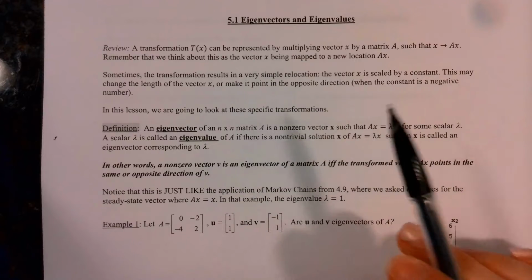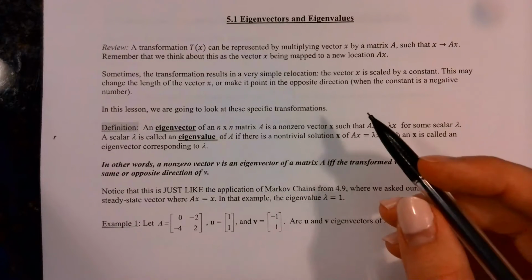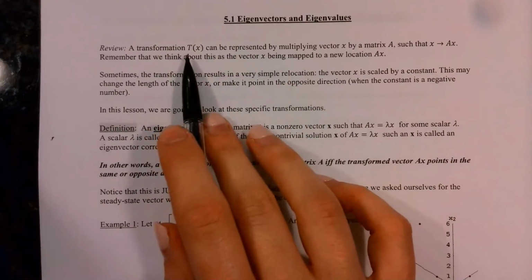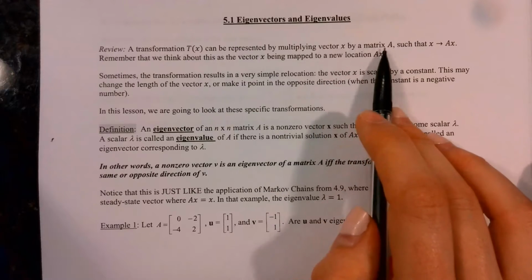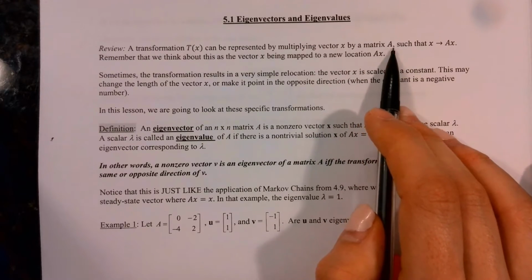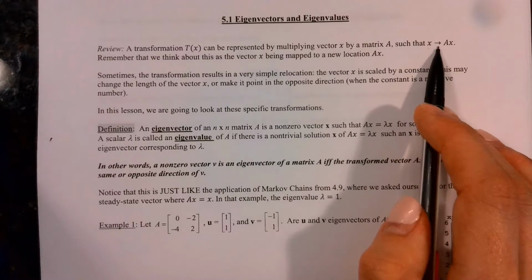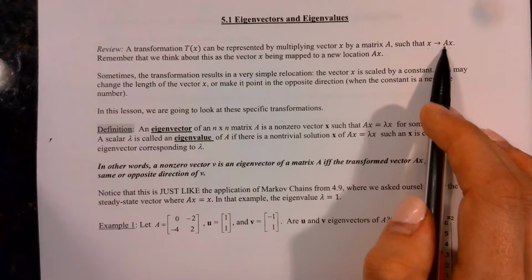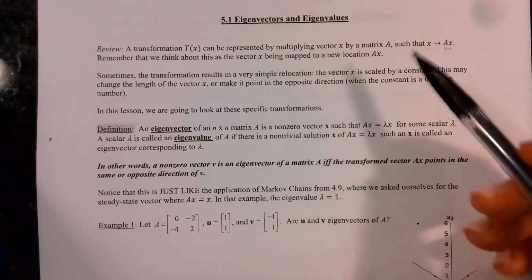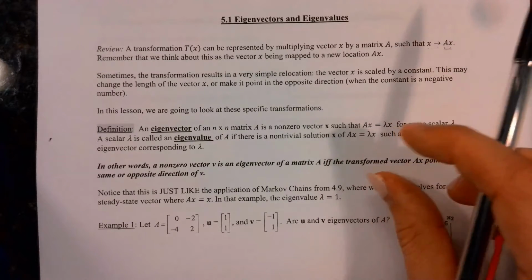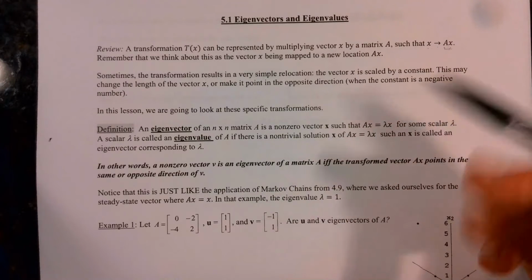Because what we're doing in chapter 5 is we are looking at a very specific transformation. Remember, a transformation can be represented by multiplying an input vector by a matrix A that does all the transformations we're looking for, so that the vector we put in changes into the result after I've multiplied that vector times A. A lot of times that's mapping the vector to a new location. Maybe it's rotating it, maybe it's scaling it, something like a combination of many of these things.